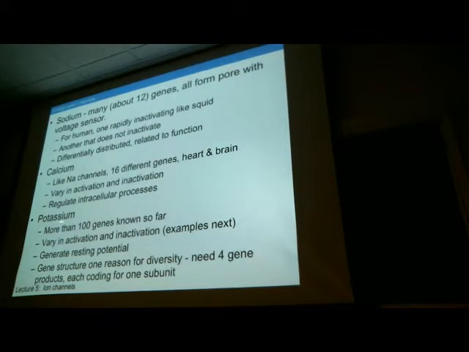Then potassium, we just talked about, that also vary a lot in their activation and inactivation. So we talked a lot about a particular potassium channel that is non-inactivating, but there are also ones that inactivate and have different kinetics to them. And we'll look at a few examples. Then there's the potassium channels that generate the resting potential that are not voltage dependent. Okay.